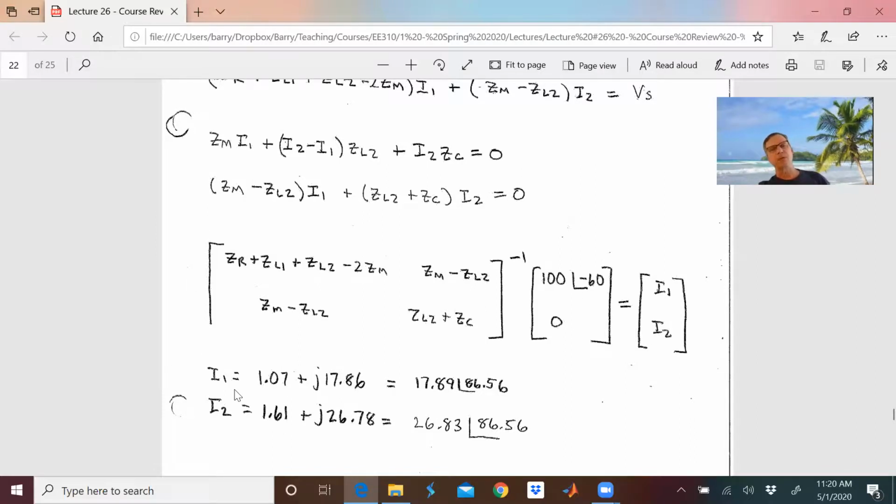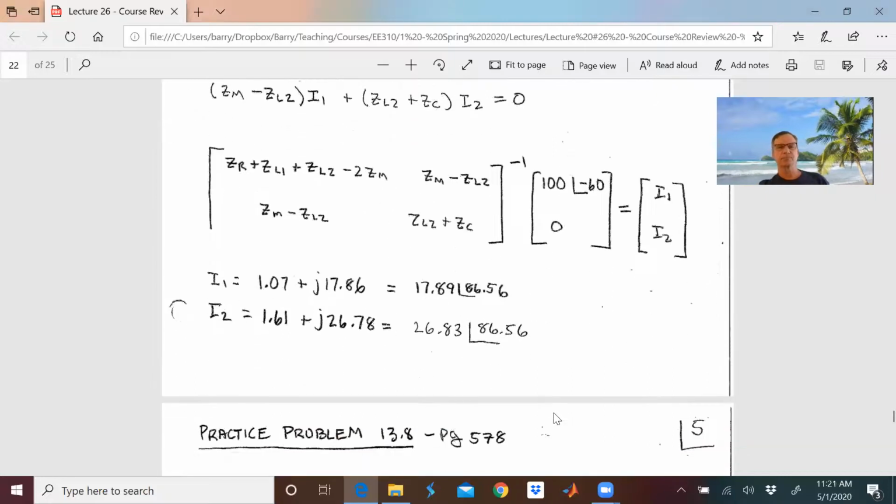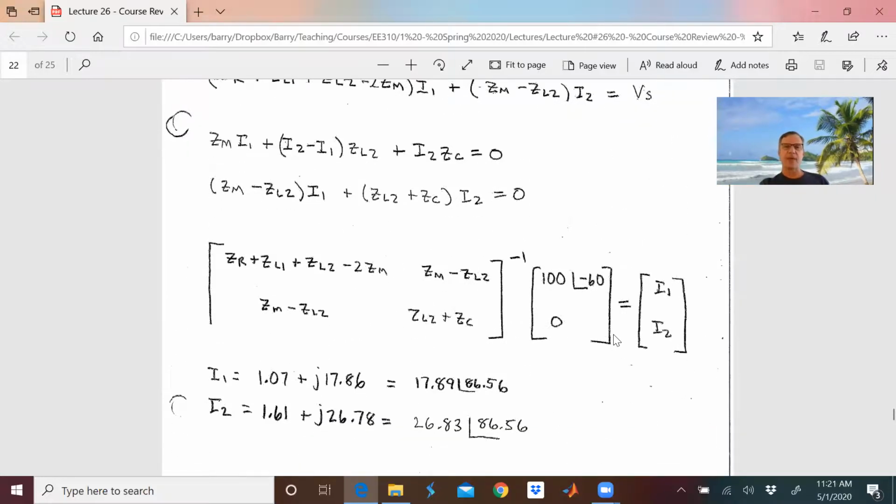But I end up with I1 and I2. And that's it for that problem.